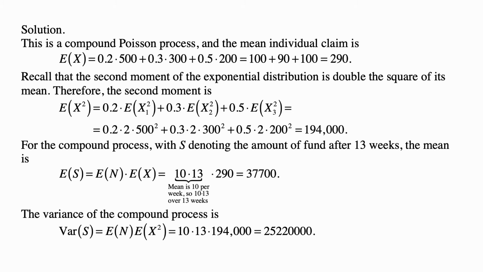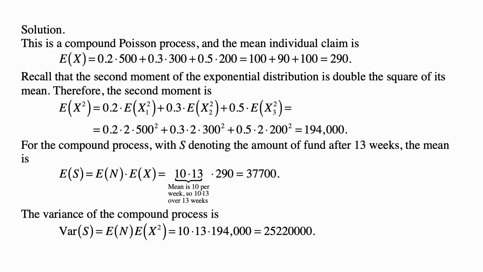And then for the compound process with S denoting the amount of fund after 13 weeks, the mean is E of S equal to E of N times E of X, and that's 10 times 13, mean is 10 per week, so 10 times 13 over 13 weeks times 290, and that's 37,700.